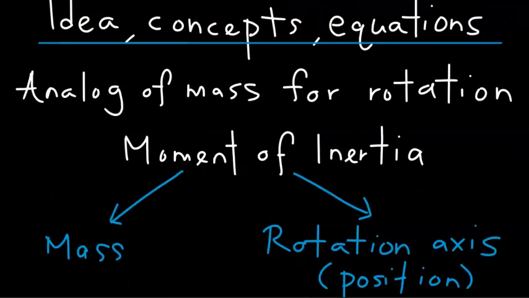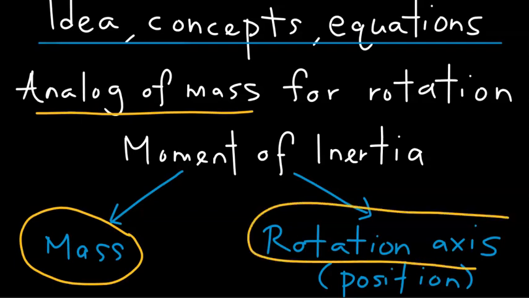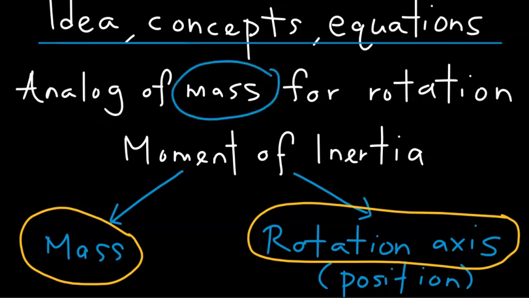As we have briefly mentioned in our previous video, moment of inertia is a rotational analog of mass. It depends on two things. It depends on the mass of the body and also the position of the rotation axis. So if we change the rotation axis, the value of the moment of inertia will also change. In this respect, it is fundamentally different from the mass of an object, which is a constant.